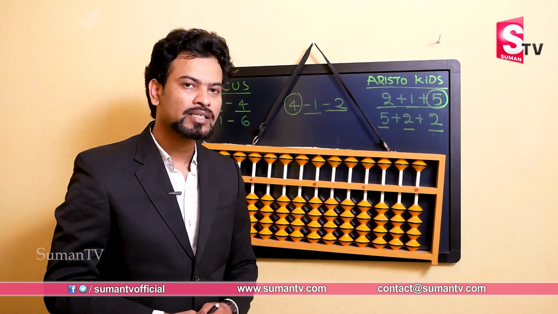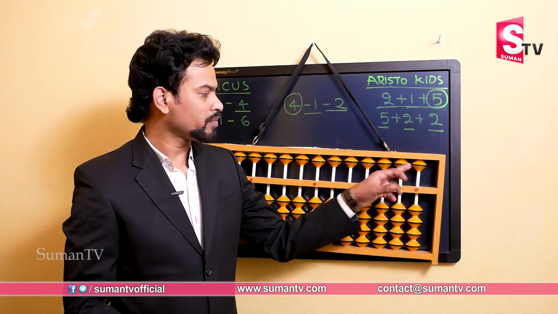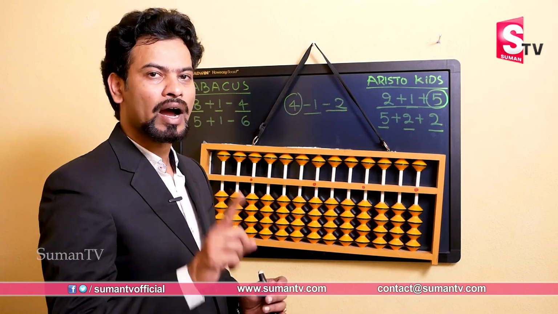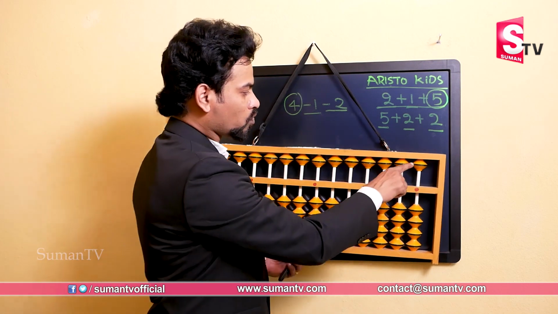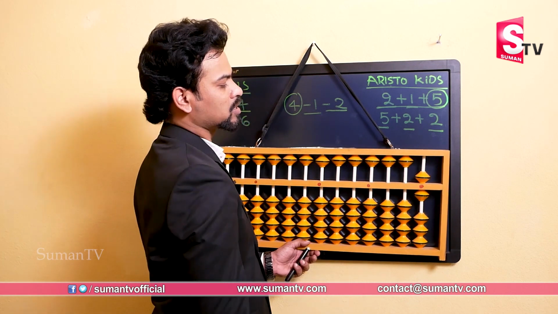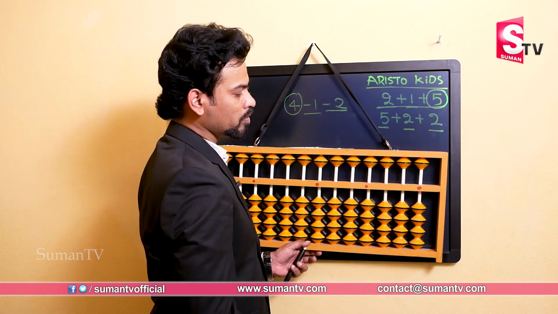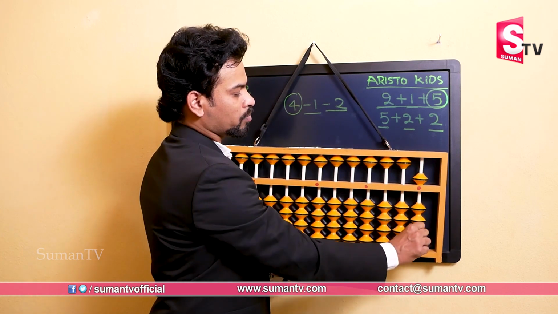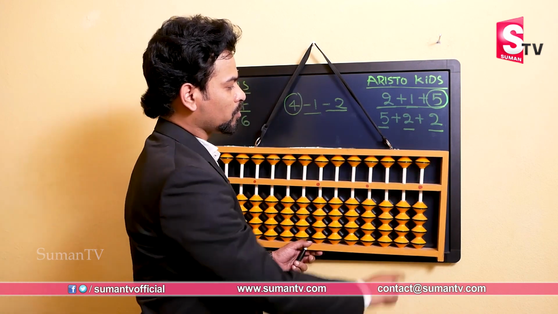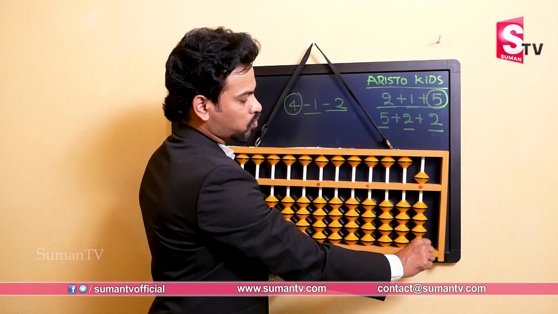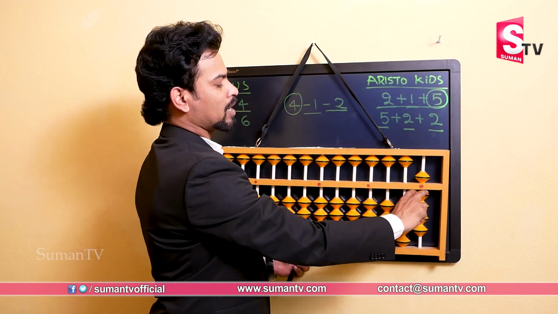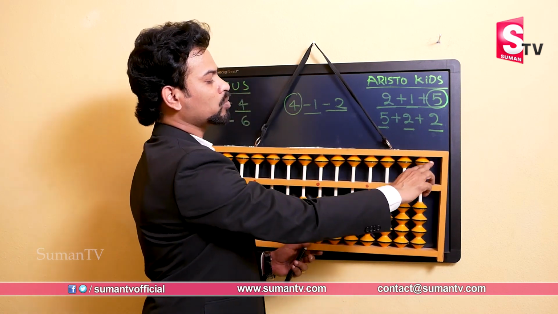How will we make 6? 4 is here, 5 is here, but we don't have 6. So how will we do 6? 6 means 5 and 1. So 5 plus 1. So this is 6. Now how will we do 7? 5 plus 2, that is 7. How will we do 9? 5 plus 4: 6, 7, 8, 9. So like this we can do numbers up to 9.